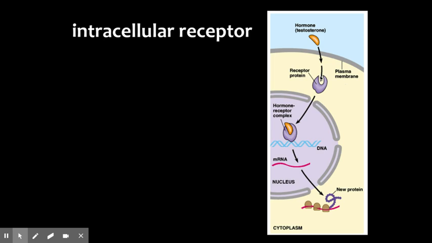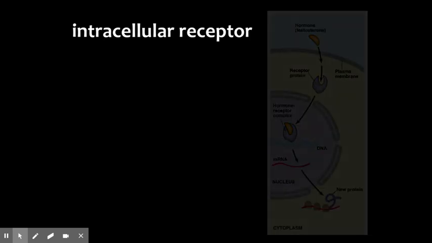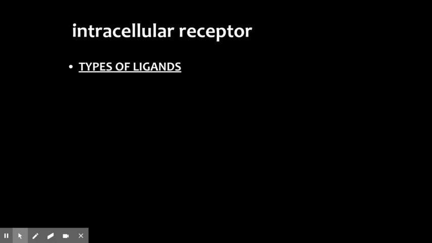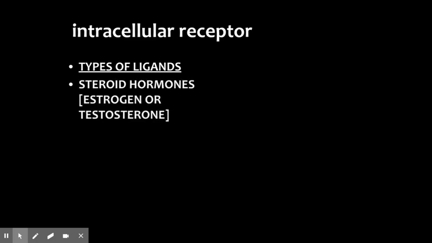Once those two things bind, they can then pass through the pores in the nuclear envelope, go into the nucleus, and then they will switch on genes, which will then generate a protein. Now, we've got a whole unit on how proteins are made, but for right now, let's just say, okay, this is going to switch on a gene, we're going to generate a protein, and that's the cellular response. So what kind of ligands bind to intracellular receptors? Steroid hormones. Again, estrogen and testosterone.